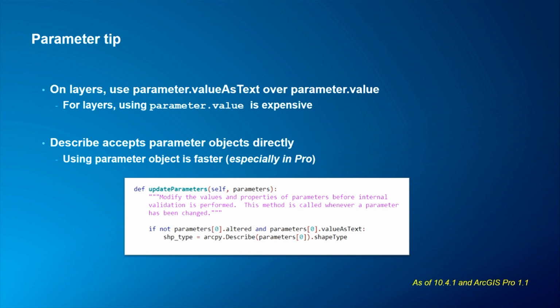And you can actually bypass it in another way too. Like if you have to describe data, just describe the parameter object. You don't have to do the parameter object dot value or even value as text. You just describe the parameter itself.